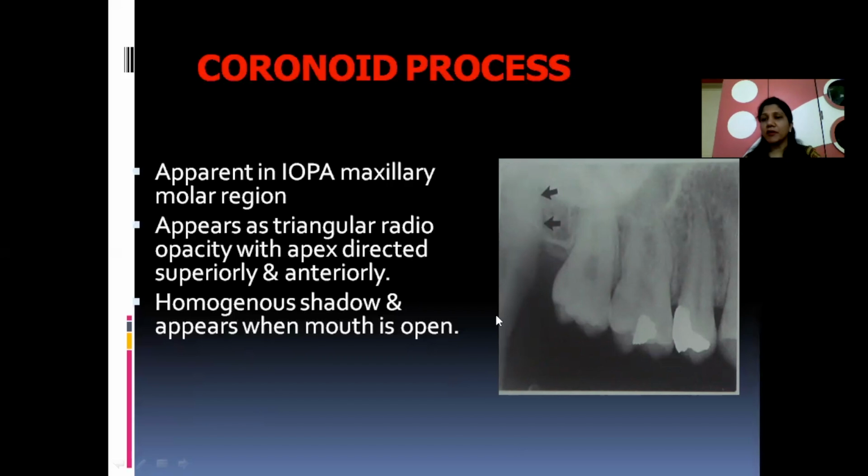Now, this triangular radiopacity may be misdiagnosed as a root piece. If the radiograph is taken only up to this level, it may be misdiagnosed as a root piece in the posterior region. Then, in that case, you should go with Clark's rule technique. The radiograph should be taken with a different angulation. If it is a root piece, it will stay, but as it is a shadow of the coronoid process, it will move according to how you project it.